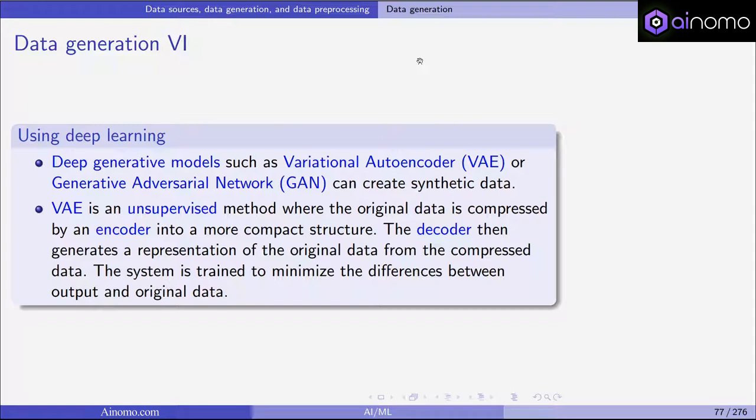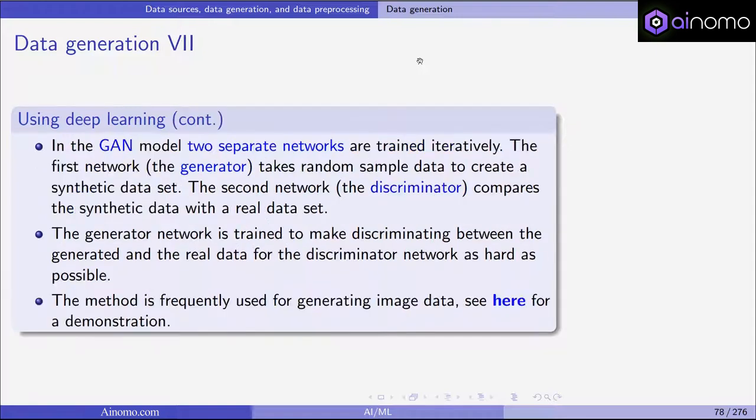Now, VAE is an unsupervised method where the original data is first compressed by a so-called encoder into a more compact structure, and then the decoder generates a representation of the original data from the compressed data, and then the system is trained to minimize the differences between the output and the original data. As you can see from the word encoder, this is something that is also used in audio and visual compression.